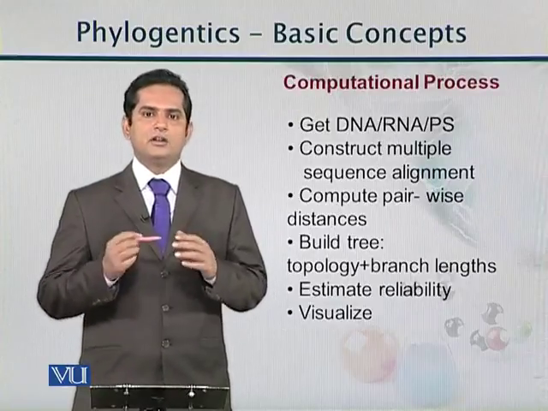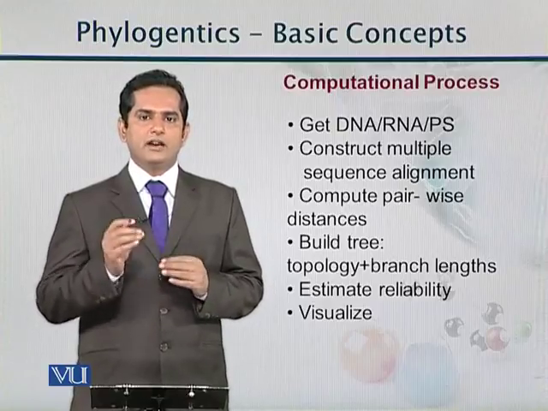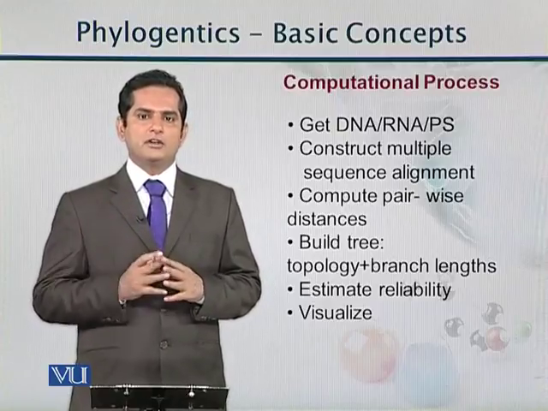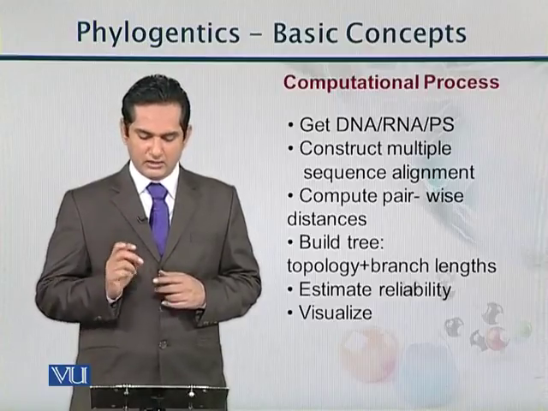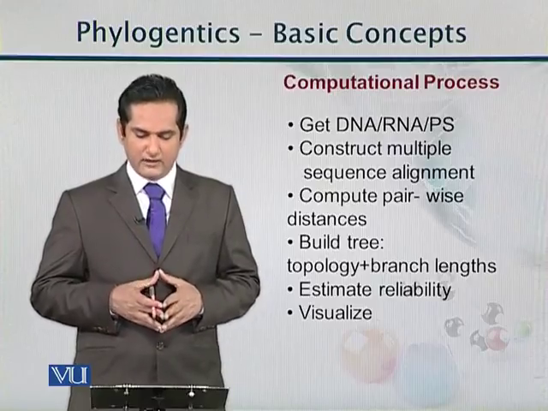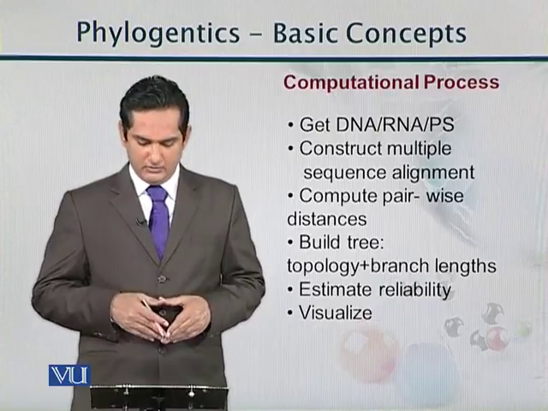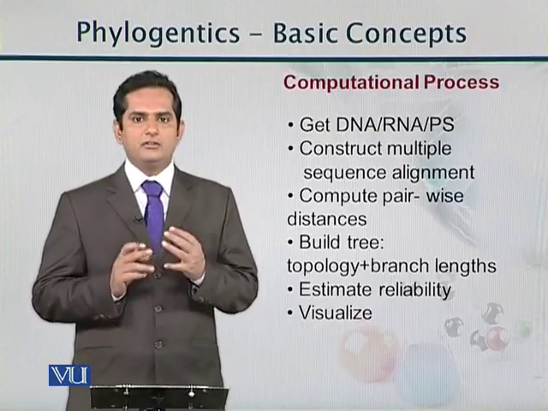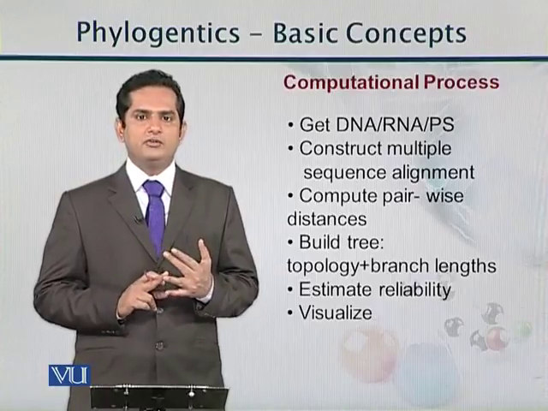So what is the computational process for finding phylogenetic information? First is to get information of molecular structures such as DNA, protein structures, etc. Then we construct a multiple sequence alignment between those sequences. Then we have some distance measure between those sequences. Then we build the tree. For the tree we need some topology, the length of the tree, and the different branches and edges of the tree.